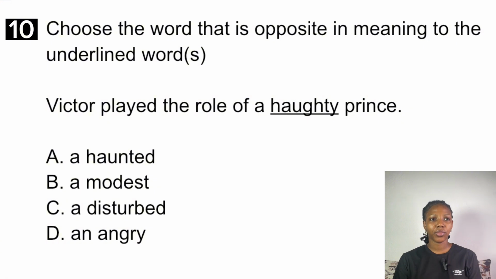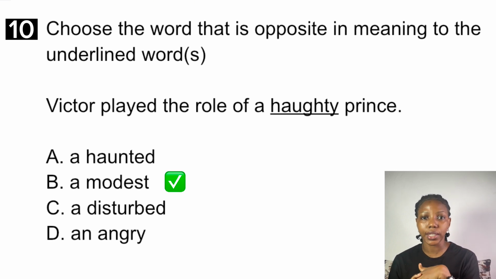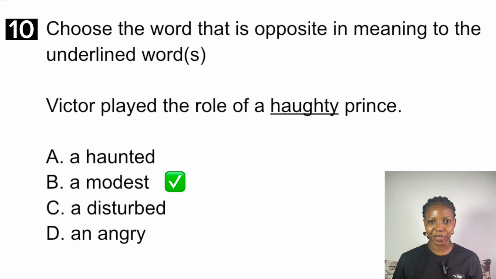Question 10. Now, choose the word that is opposite in meaning to the underlined word. This question is under antonyms, right? Opposite in meaning. Victor played the role of a haughty prince. Okay, so the word haughty is underlined and it means boastful, prideful, and all of that. So if you're looking for the opposite in meaning, the answer to the question would definitely be option B, modest. It also implies humility and all of that. So option B is the final answer to this question.